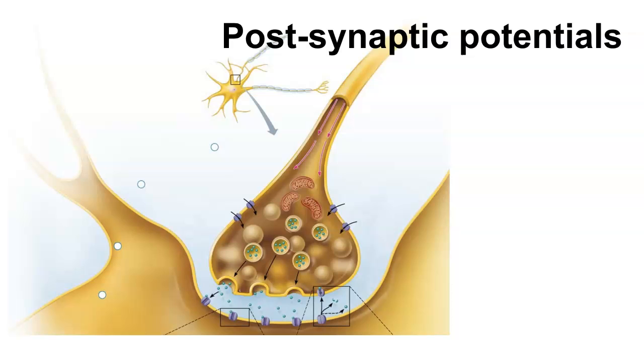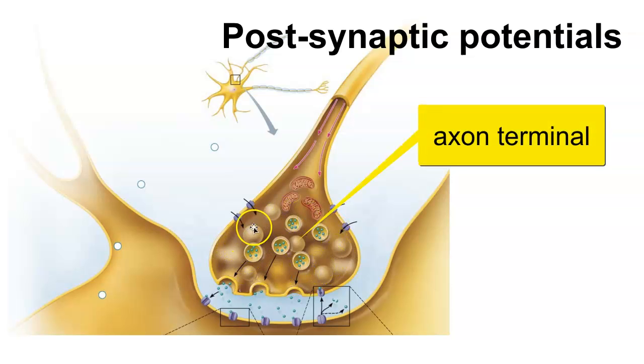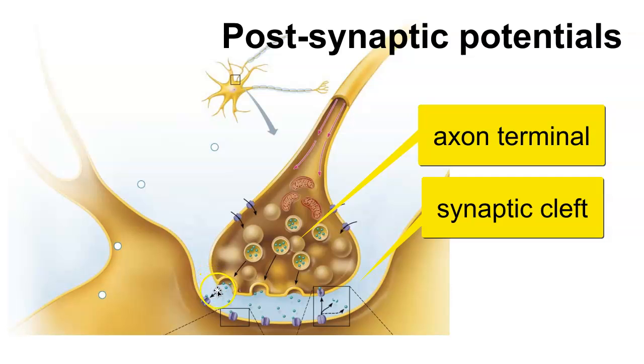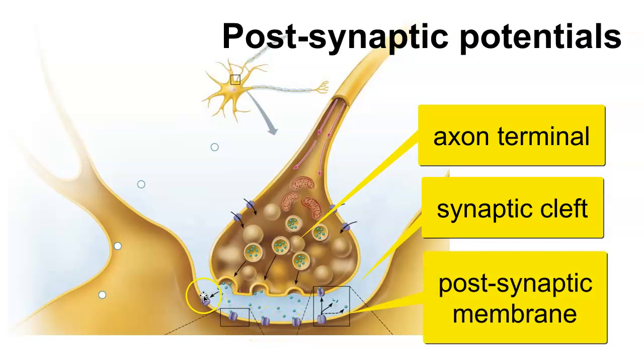Postsynaptic potentials are all about how the cell that is receiving the incoming information responds. So taking a look at this typical synapse, we know that a synapse is made up of an axon terminal, which will release neurotransmitter into this fluid-filled gap called the synaptic cleft, and that neurotransmitter will diffuse across the synaptic cleft and bind to receptors on the postsynaptic cell. The postsynaptic cell that's binding to the neurotransmitter is going to have a response, and that response is what's known as the postsynaptic potential.